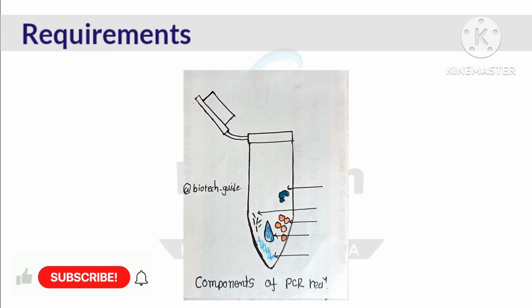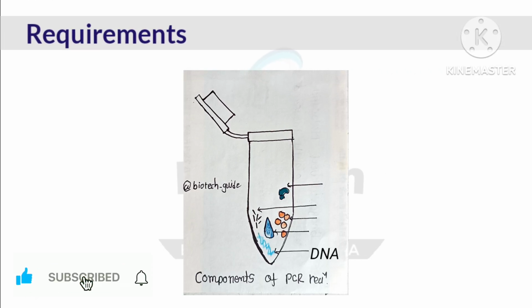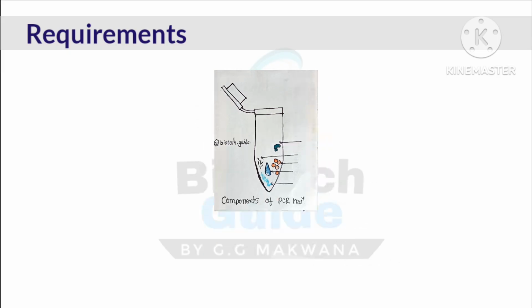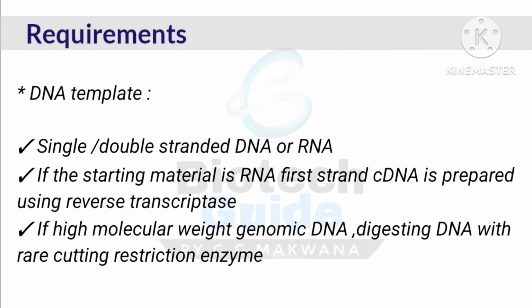Assume this is our PCR tube, and in this PCR tube we require a DNA template, primers, DNA polymerase, dNTPs and buffer for performing one single reaction. Now let us brief all these requirements. First, DNA template. Single stranded or double stranded DNA or RNA is needed. If our starting material is RNA, the first step is to create cDNA by using reverse transcriptase. If high molecular weight genomic DNA is there, then digest the DNA with a rare cutting restriction enzyme. So these are the DNA template requirements.